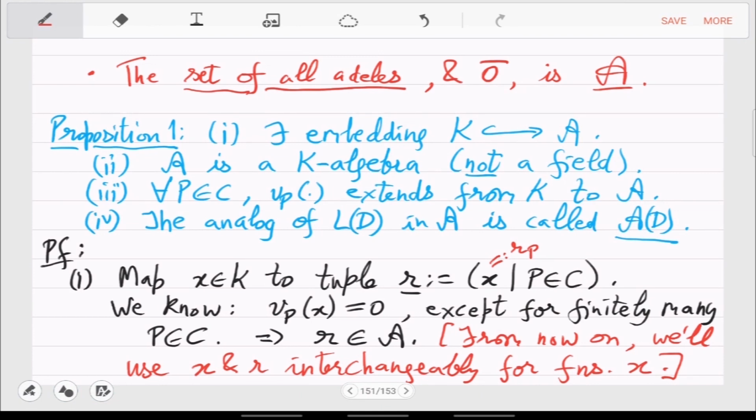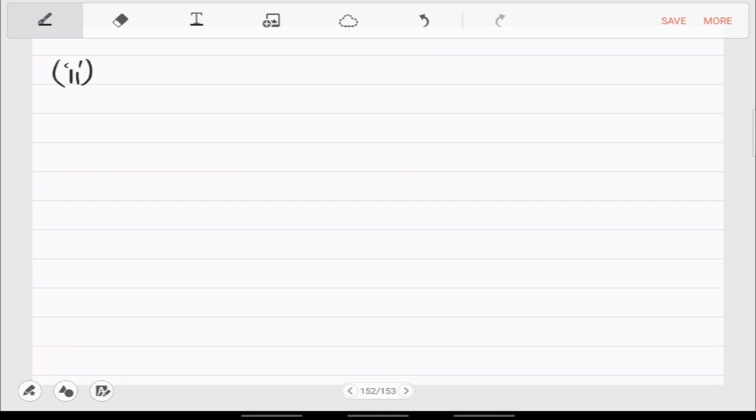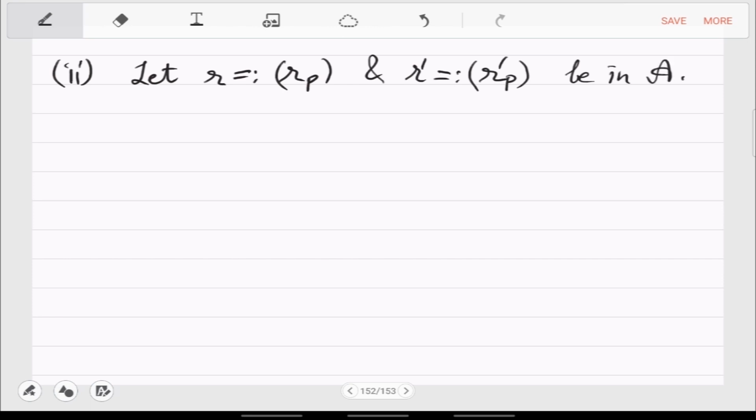Okay, the second property is about the K algebra. That's also easy. So I have to show you how to add and multiply. So let R be the R_P's and R prime be the R_P primes. These are Adeles. So how do you add R and R prime? Well, coordinate wise. There is nothing else that you could have done. You have infinite coordinates, so you can simply just add coordinate wise.